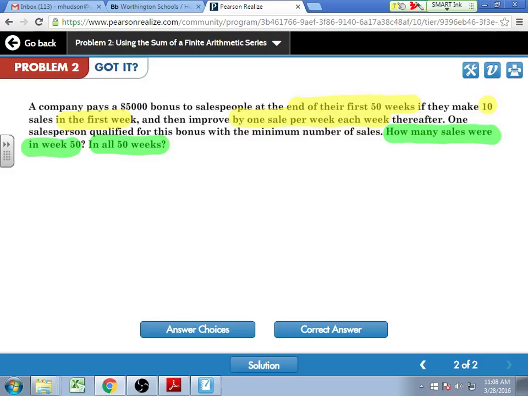So to find my A sub 50, what do I do? Well, I'm going to write down my generic formula first. A sub n is going to equal A sub 1 plus, and I really like to put the difference first. I don't know why they write it last, but I just really like to put it first. Doesn't really make a difference.